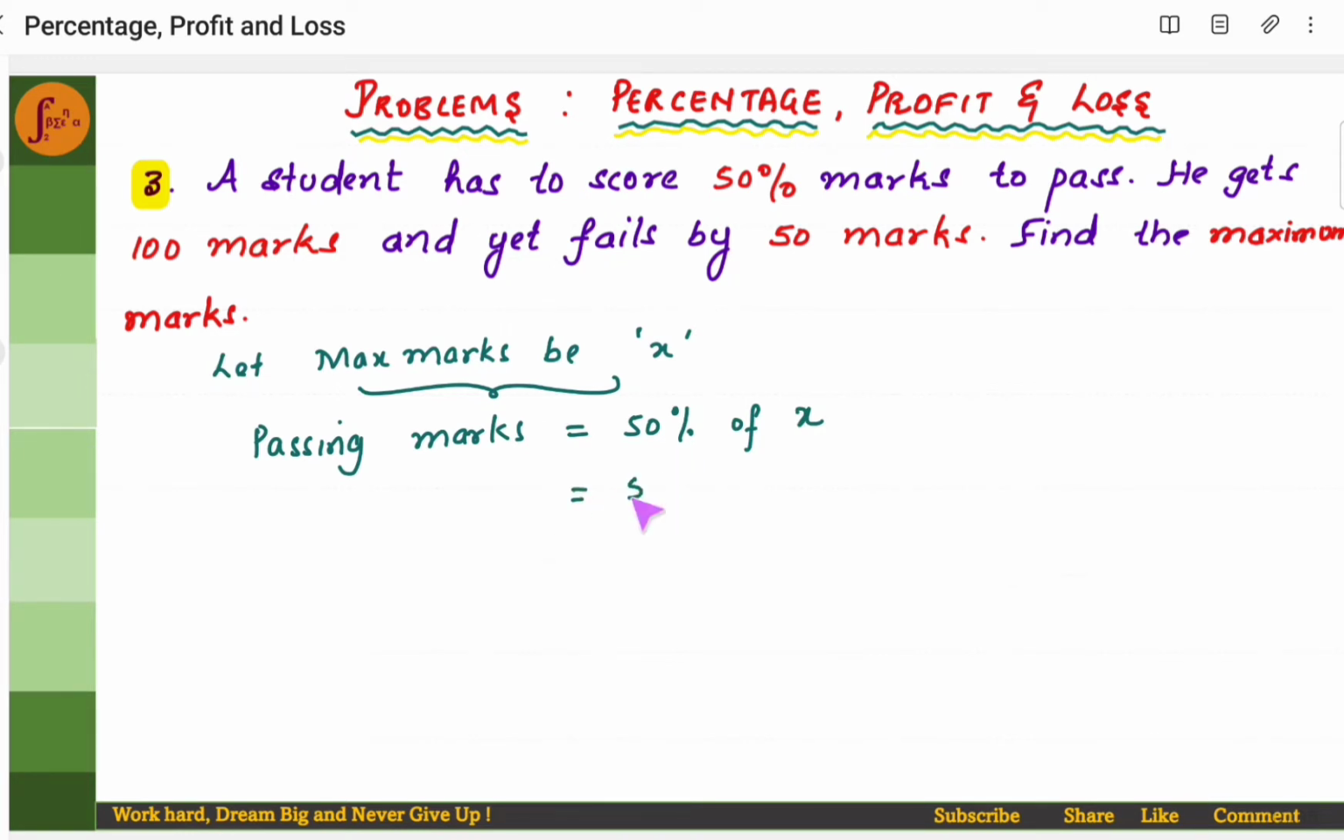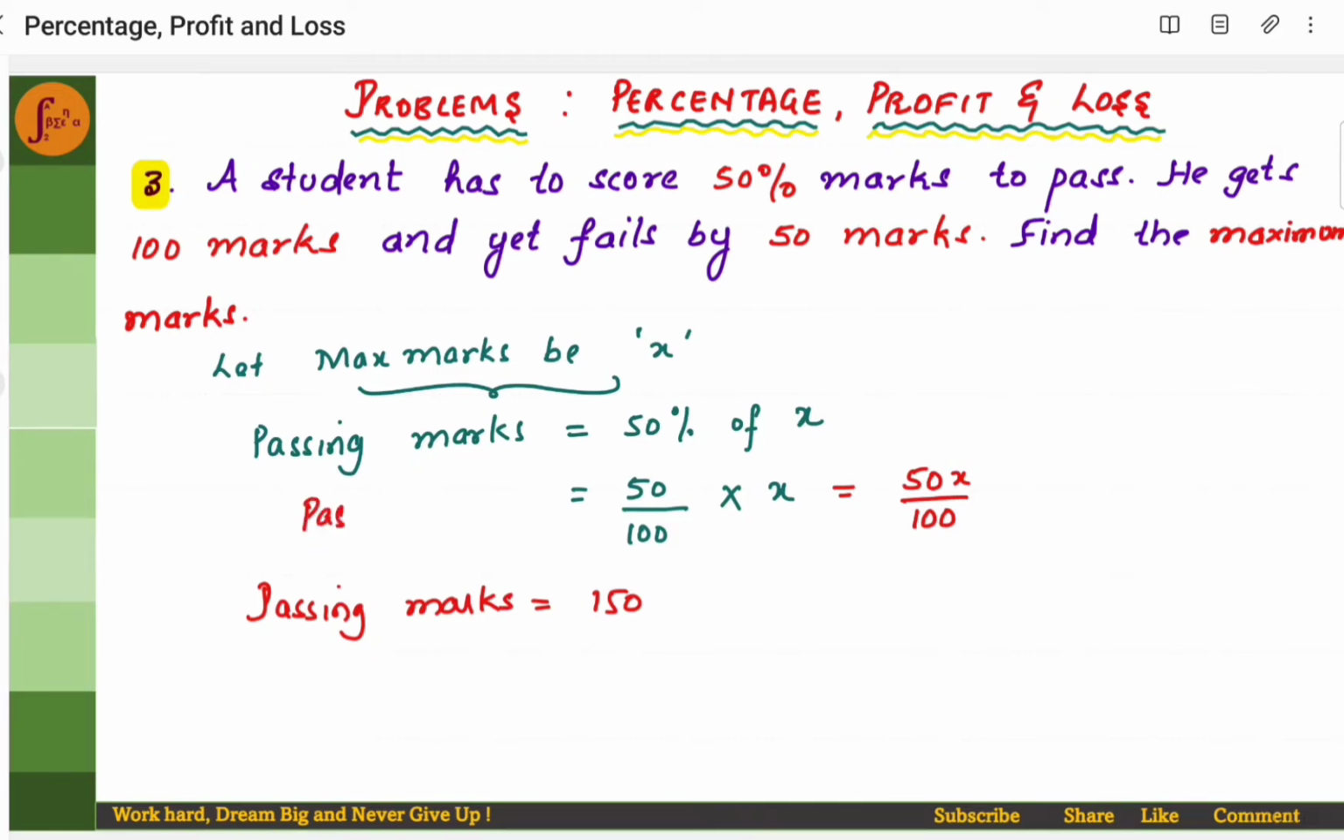Now, what is 50%? 50% is 50 by 100. Of is into x. This is nothing but 50x by 100. Now, it also tells that he gets 100 marks and yet fails by 50 marks. He gets 100 marks and fails by 50 means he's supposed to be getting 150. The passing mark should be 150, because he needed 50 more marks. If another 50 marks was added to this 100 marks, then he would have passed. So passing marks is 150.